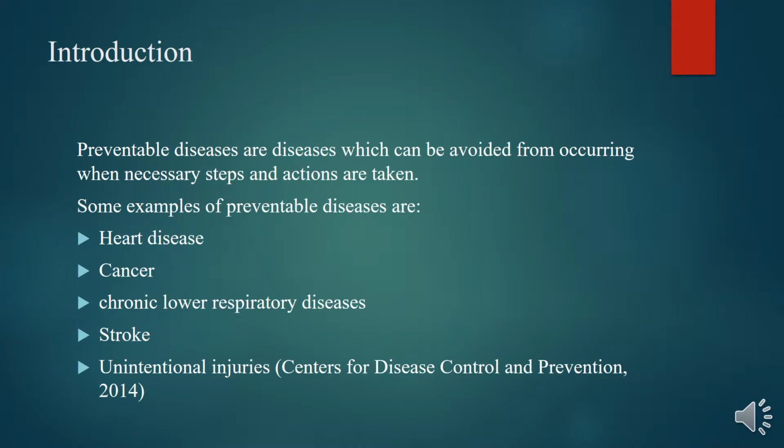So on this next slide we have the introduction. What is the meaning of preventable diseases? Actually, coming from the word prevent, it means avoiding. So preventable diseases are diseases which can be avoided from occurring when necessary steps and actions are taken. Some examples of preventable diseases are heart disease, cancer, chronic lower respiratory diseases, stroke, and unintentional injuries.